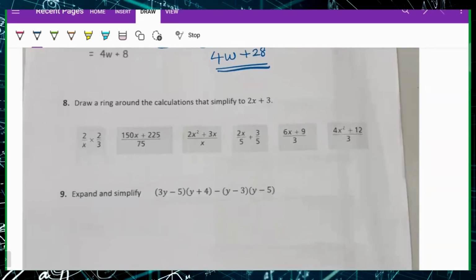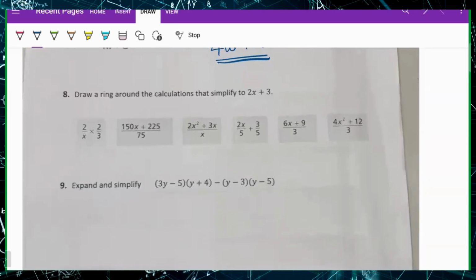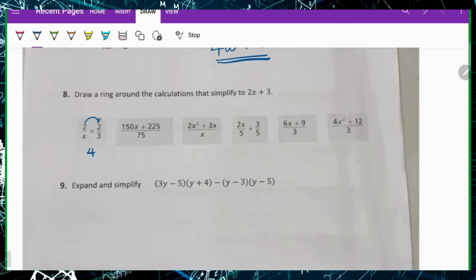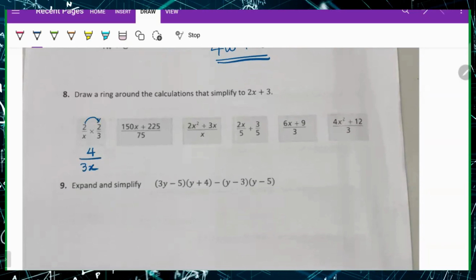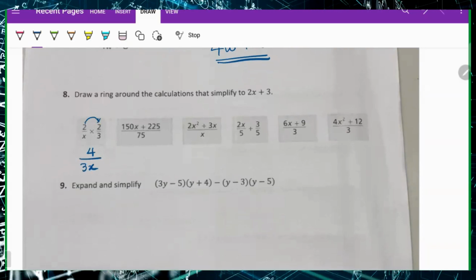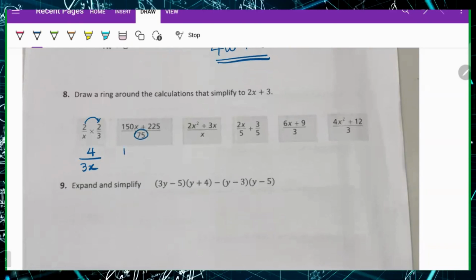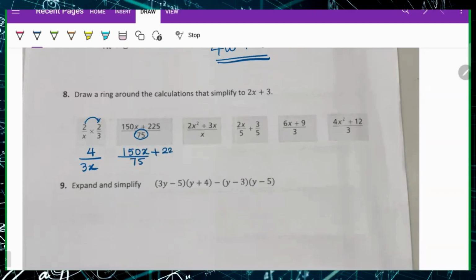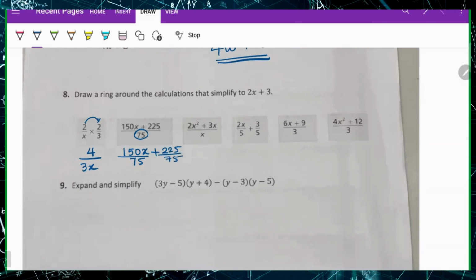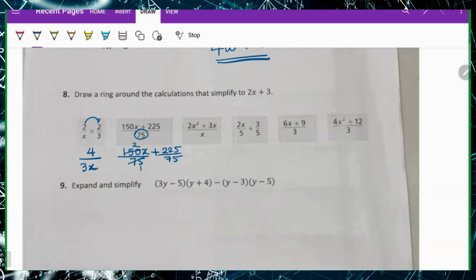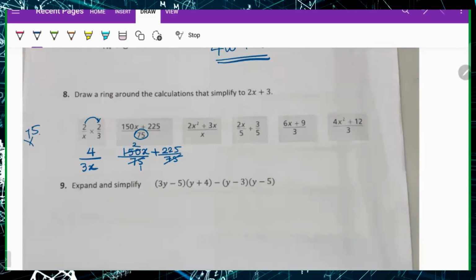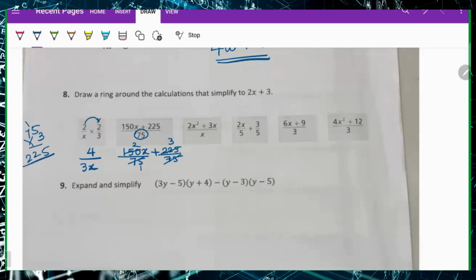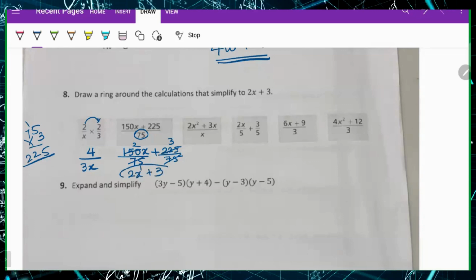It says draw a ring around the calculation that simplifies to 2x plus 3. Now, in this case, what will happen? 2 into 2 will give you a 4, and 3 into x will give you a 3x. In this case, this is a common denominator, right? So I will write it as 150x upon 75 plus 225 upon 75. You know 75 ones are 75, twos are, and 75 into 3 gives you 225. So it simplifies to 2x plus 3.